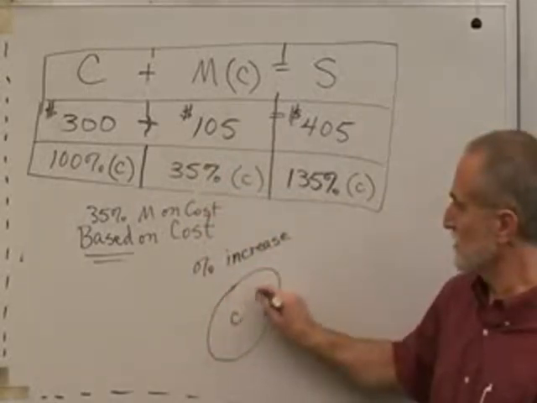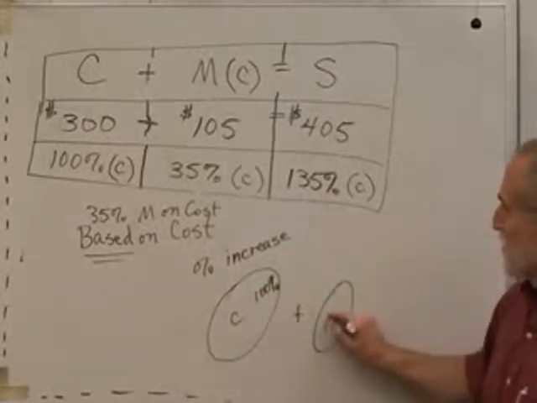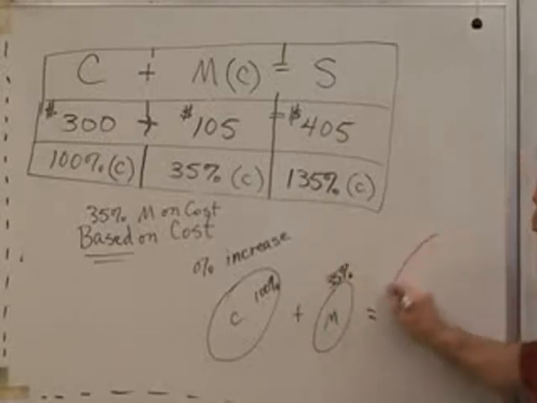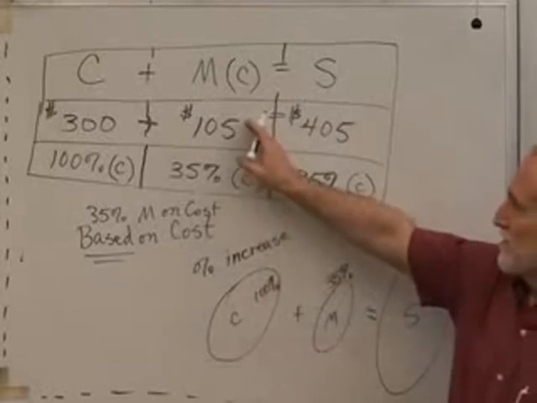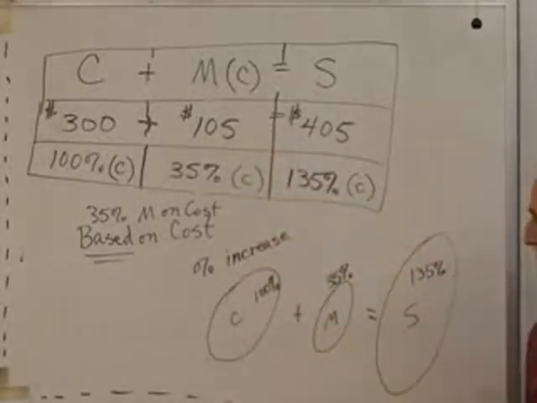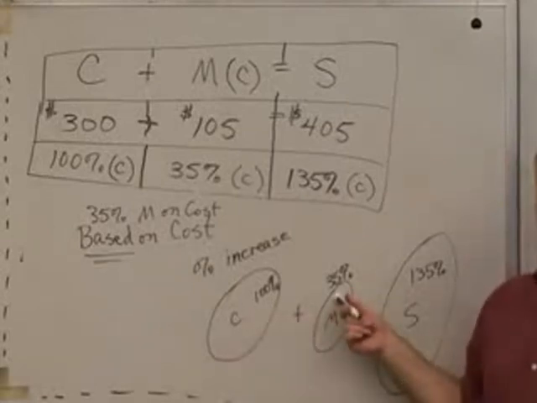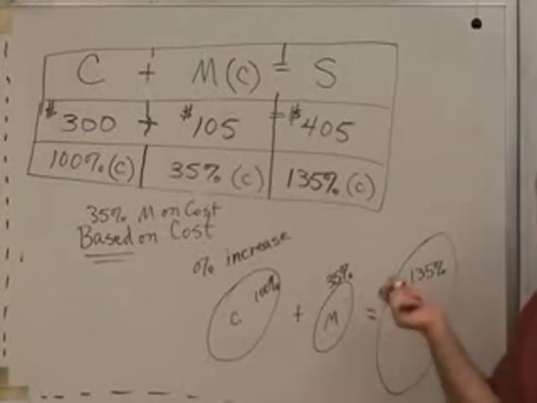Here's our cost, which is 100%. We add 35% margin to that, and we end up with a number that's bigger than both of those. That's our selling price, and that's 135% of the cost. So, markup based on cost is just like percent increase. It's just like saying we bought something and we paid 35% tax on it. And that's how much we wrote the check for. The math is all the same. We're just giving it different terms.